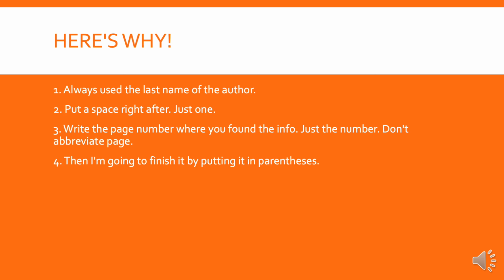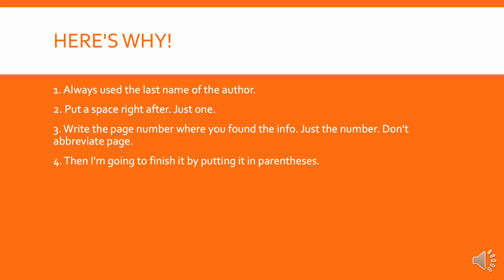Okay, here's why. You're always using the last name of the author. You put a space right after, just one space. And then you're going to write the page number where you found the info. Just the number, don't abbreviate page. And then I'm going to finish it by putting it in parentheses.